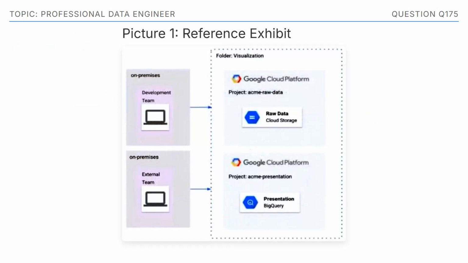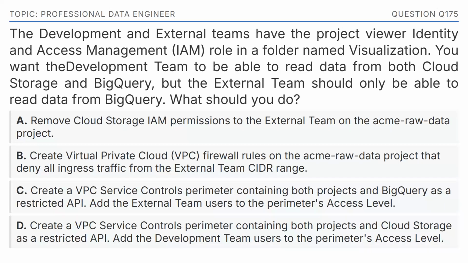Refer to the attached Picture 1, reference exhibit. The development and external teams have the project viewer Identity and Access Management (IAM) role in a folder named visualization. You want the development team to be able to read data from both Cloud Storage and BigQuery, but the external team should only be able to read data from BigQuery.